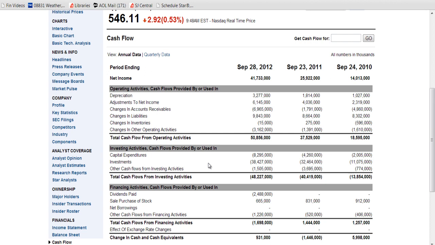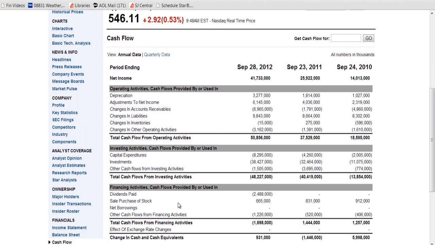The third part is based on financing activities. Dividends paid, you can see, is listed here. Sale or purchase of stock: does the company issue more stock to raise money? Does the company buy back some of its stock? Does it issue more bonds? Does it buy back some of its bonds? So those are the activities that go on in the statement of cash flows that are of interest to us.